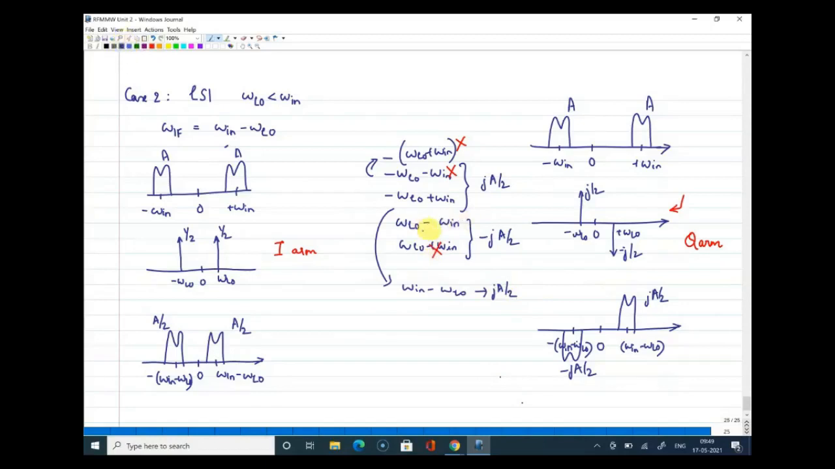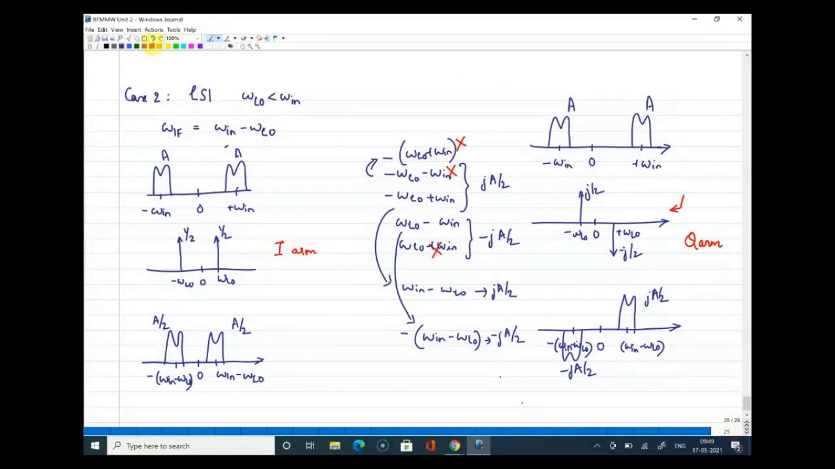But this component, when I rewrite it, if I take a minus common, it is minus of omega in minus omega LO, which has an amplitude of minus jA by 2. Yes, it will be the reverse of the diagram. The diagram I have drawn here is right. It is the reverse of the diagram we performed compared to the last one, because that was for high side injection and now for low side injection you will get this. So jA by 2 and minus jA by 2. I hope this is clear.